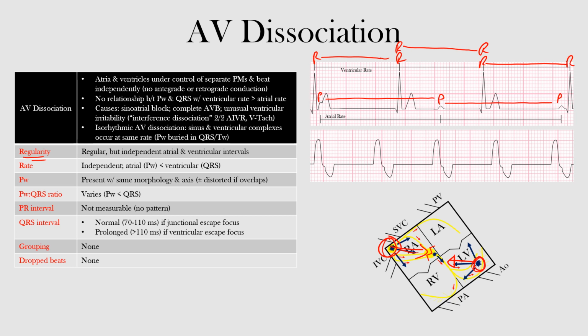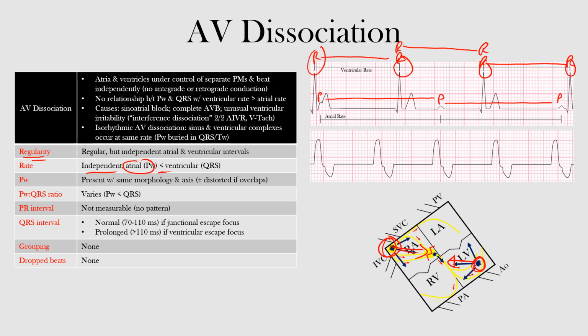Again, these will be at constant intervals, but independent of each other. Now the rate: we said they're independent, but in this case, compared to complete AV block, we have an atrial or P wave rate that is less than the ventricular rate. So notice that we have more QRS complexes occurring than P waves.